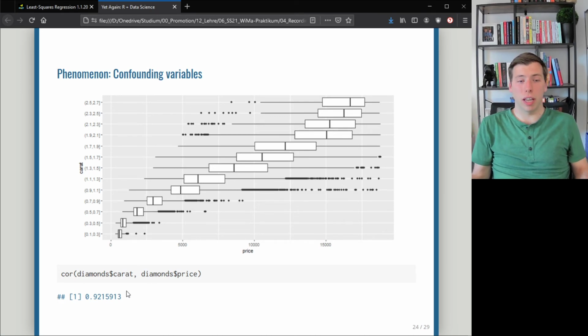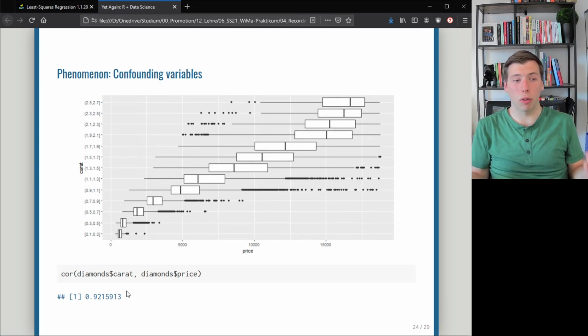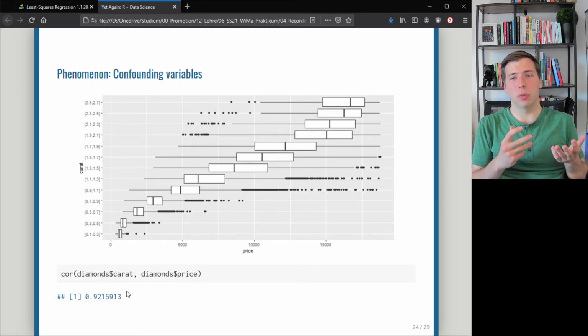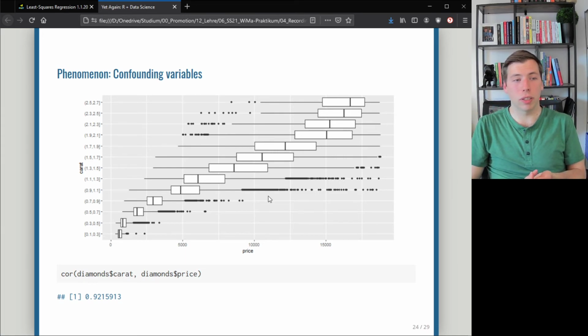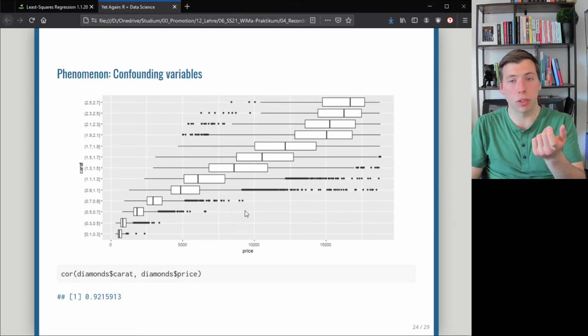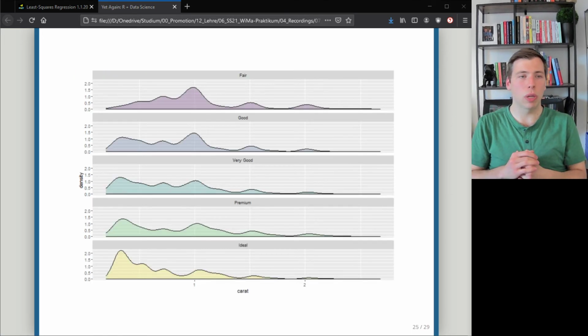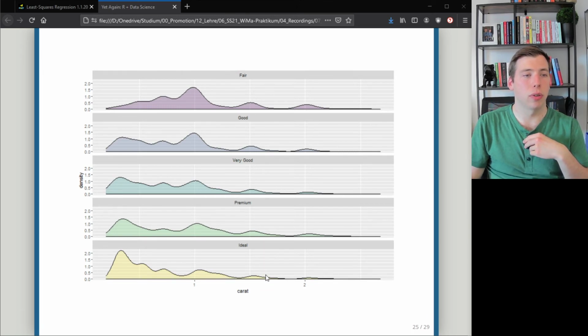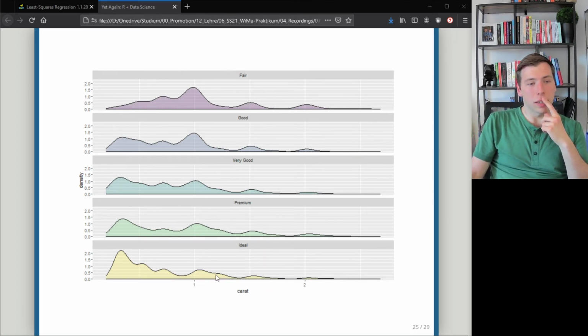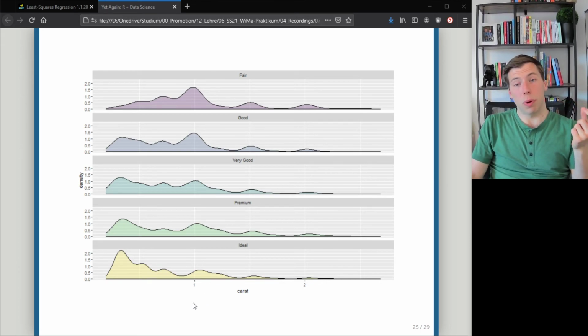This means we have a variable that has good predictive power for the price. But what we also have to be aware of is that it might also distort the picture for other predicting variables. For instance, if we now look at the distribution of the weight for different qualities, then we get a picture like this. So here we look at the density of the weight for each category. And what we see here is that the ideal premium, so the premium of the best quality, have really low weight diamonds here.